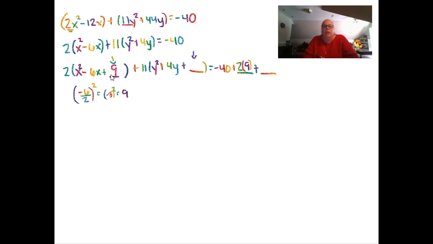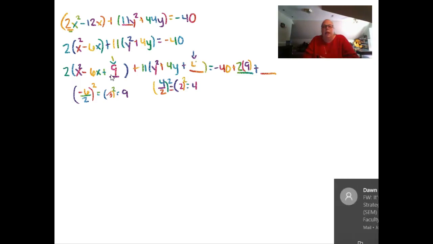We're going to do the same thing in the second parentheses. I'm looking at my middle term, 4. I'm going to take half of that, and whatever I get, I'm going to square it. So half of 4 is 2, and 2 squared is going to give me 4. That's what I'm going to add right here, but be careful, I'm not just adding 4 over here, I'm going to be adding 11 times 4 because of the 11 on the outside and the 4 being in the parentheses right here.